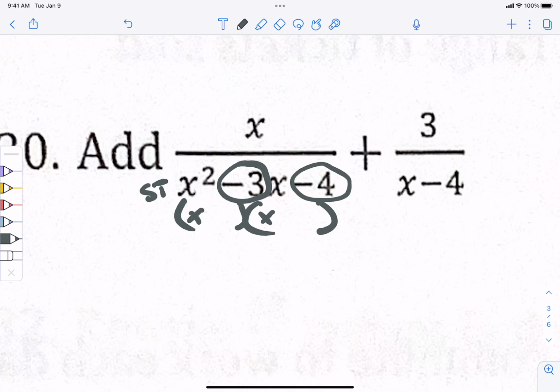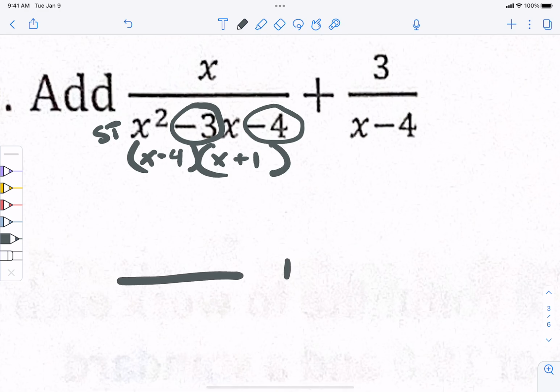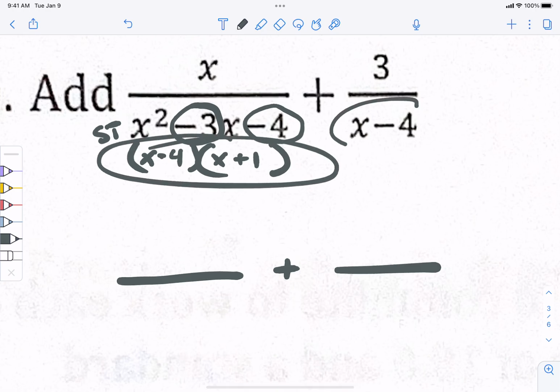Multiply to get negative 4, add to get negative 3. What do you got? Negative 4 and positive 1. Okay, so now I'm going to write my two groups down here. This guy, and we need to find a common denominator. So my denominator here is x minus 4 times x plus 1, and then this one's just x minus 4.